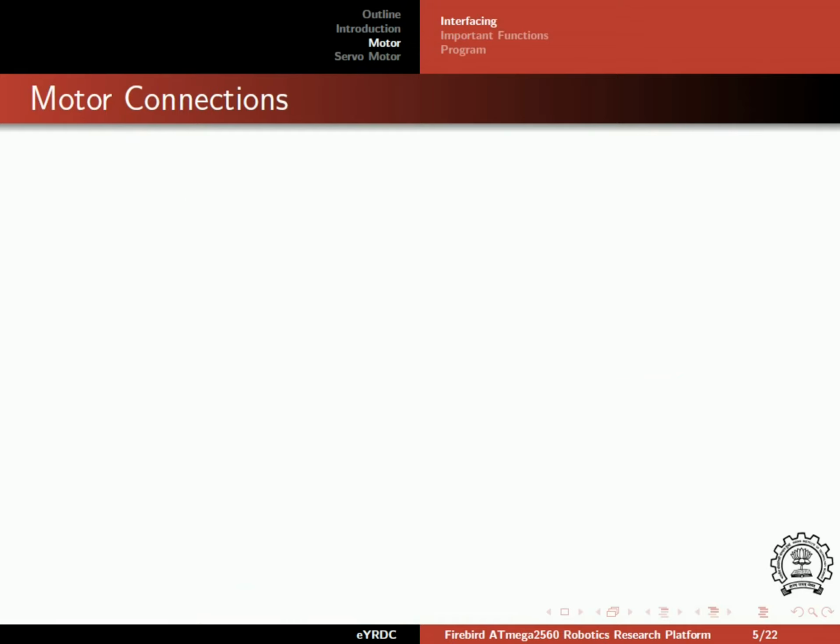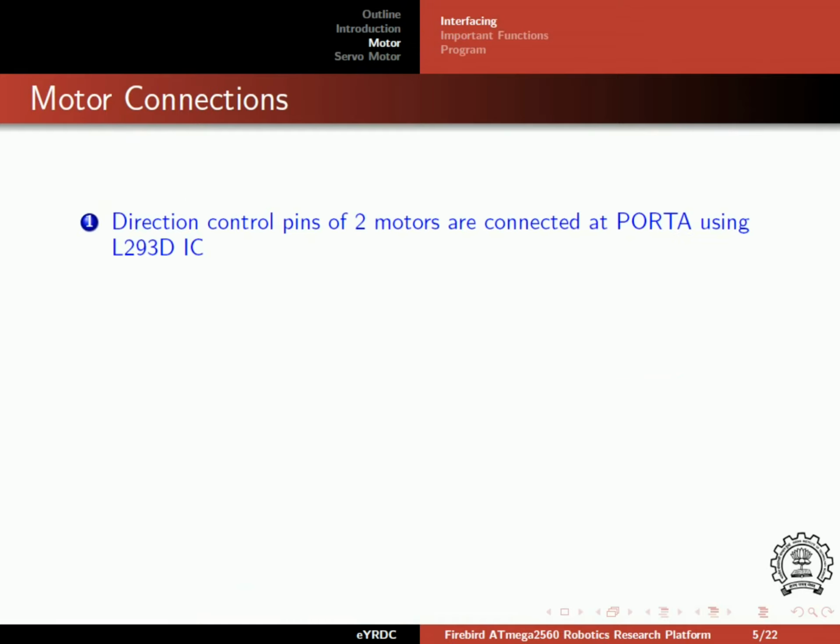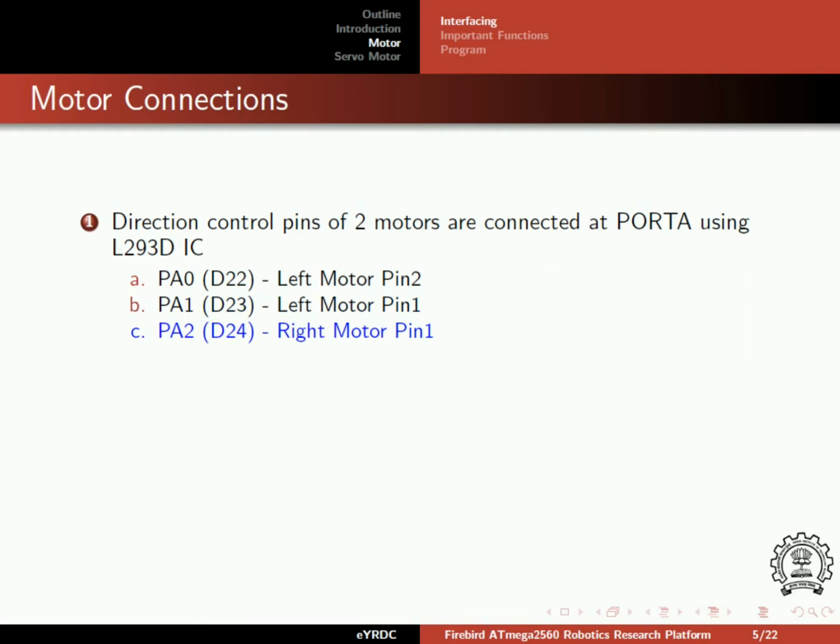Let us now see DC motor connection with Firebird 5. Direction control pin of two motors are connected at port A using L293D driver IC. Left motor pin 2 is connected to PA0 which is digitally mapped as D22 in Arduino. Left motor pin 1 is connected to PA1 digitally mapped as D23. Right motor pin 1 is connected to PA2 digitally mapped as D24. Right motor pin 2 is connected to PA3 digitally mapped as D25.